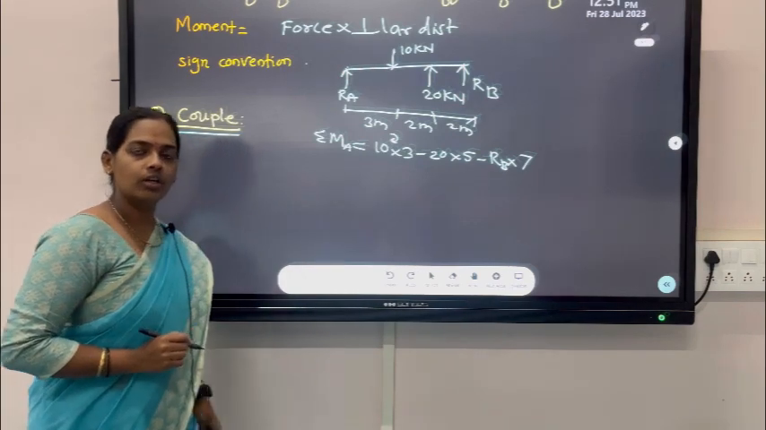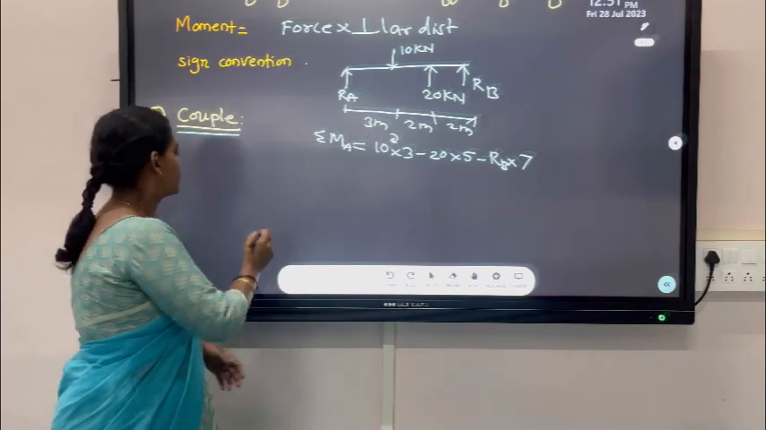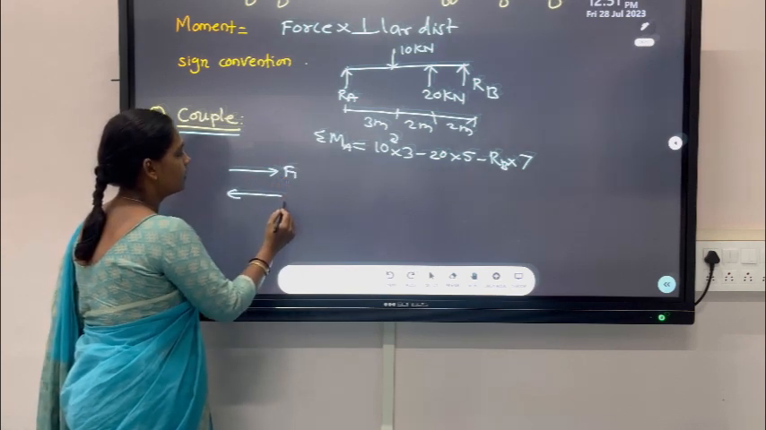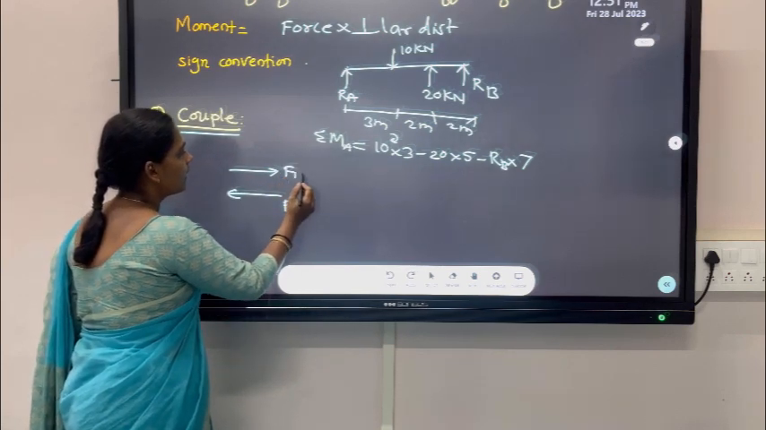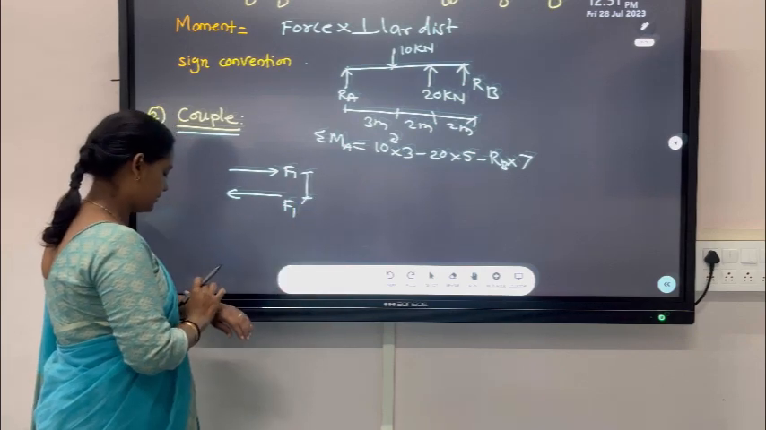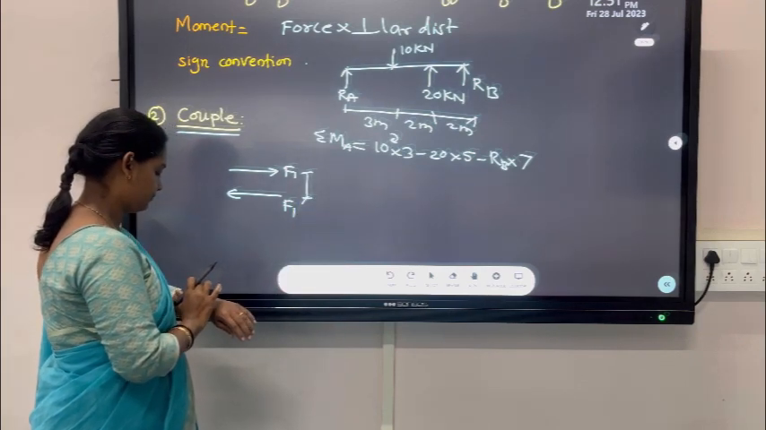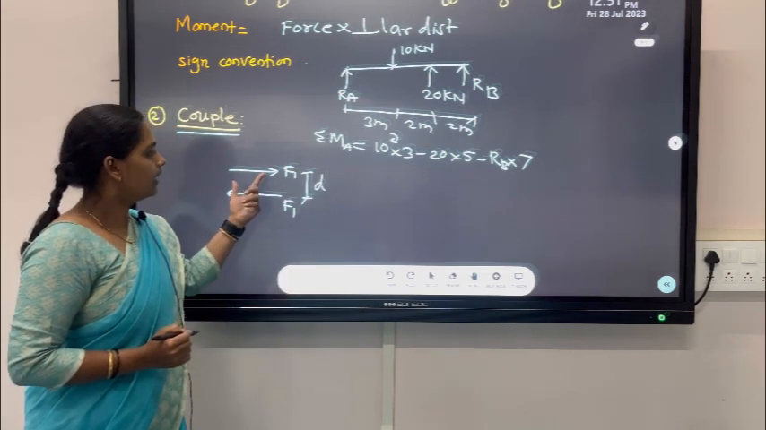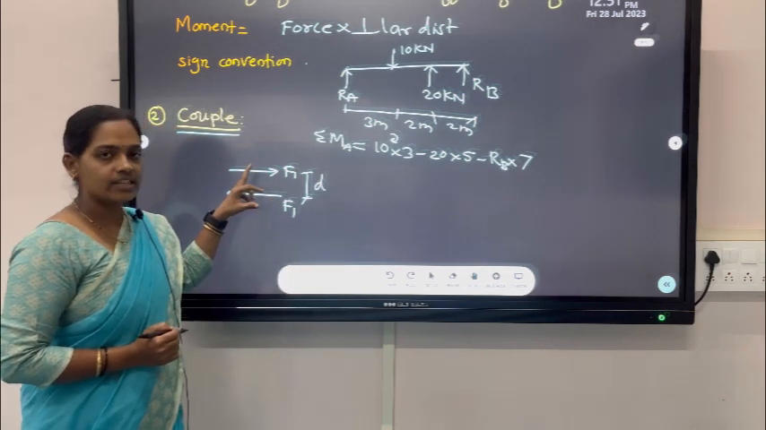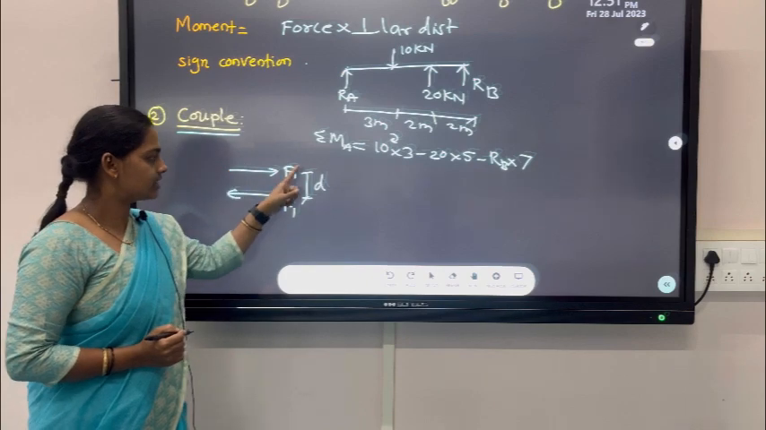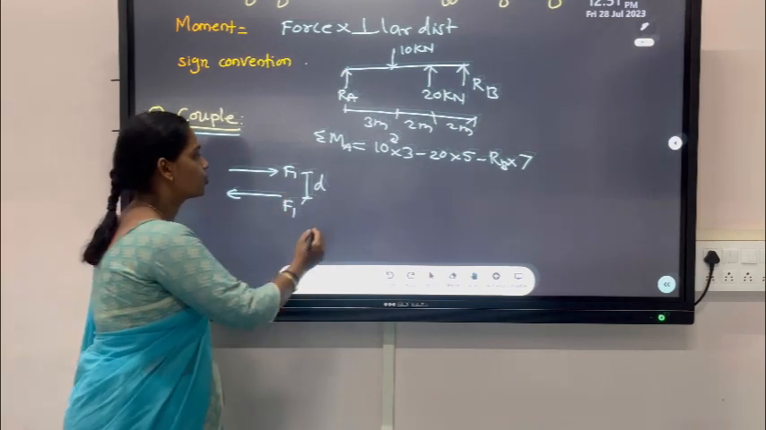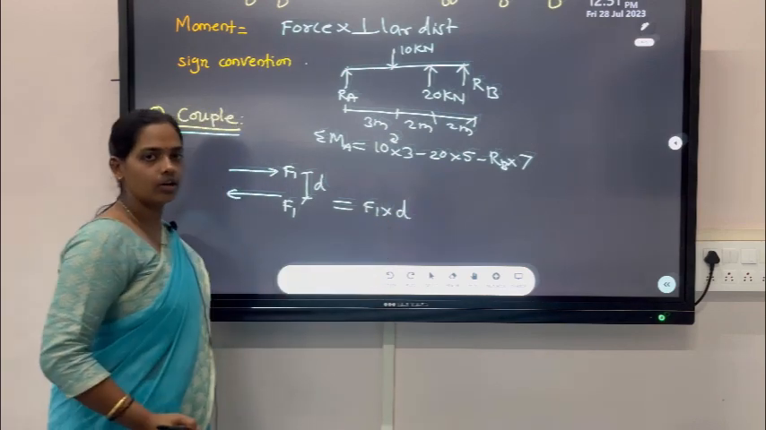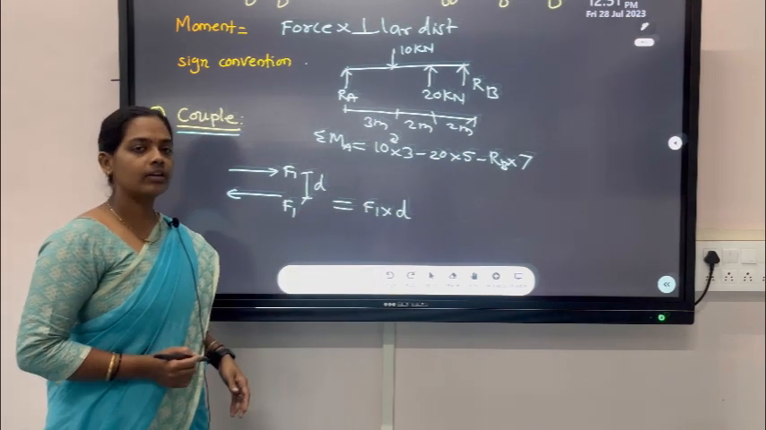Couple is also one of the moment, but suppose there are two forces, suppose this is F1 and this is also F1 and it is separated by definite distance, suppose D. So couple is the two forces having equal magnitude but separated by definite distance. So couple is given by F1 into D, alright. Then we will see parallelogram theorem.